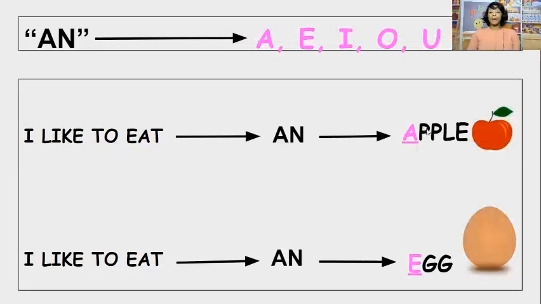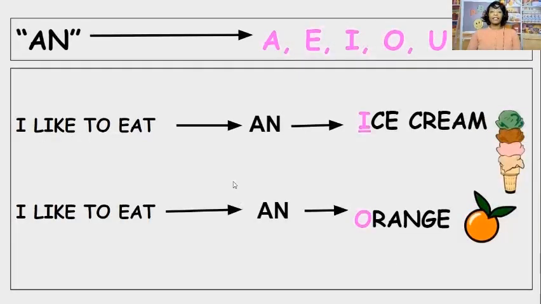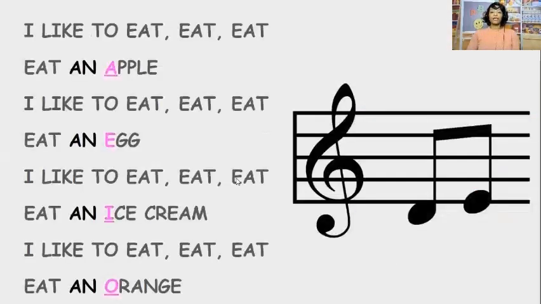I like to eat an apple. I like to eat an egg. I like to eat an ice cream. I like to eat an orange.